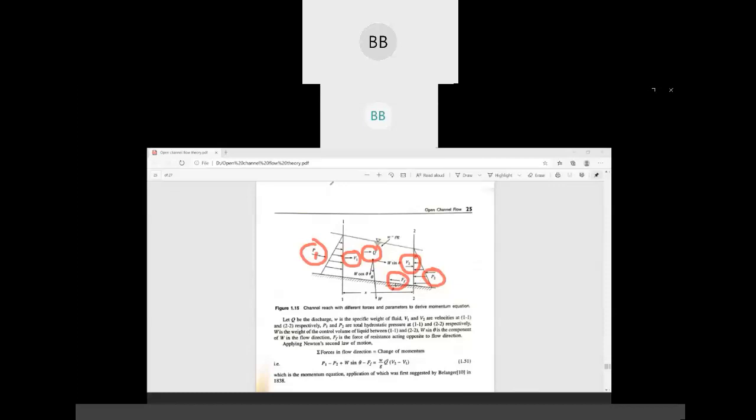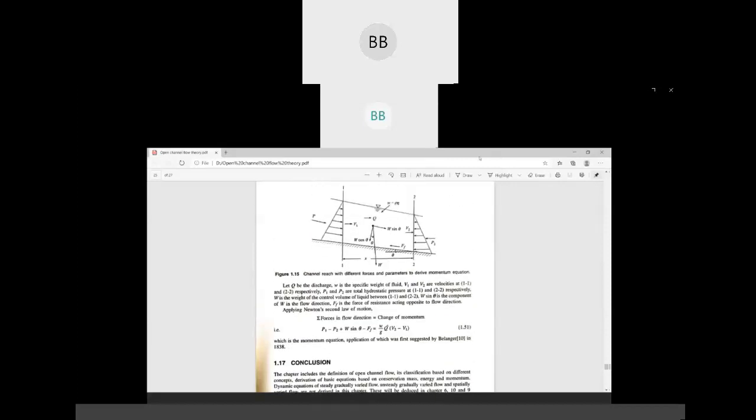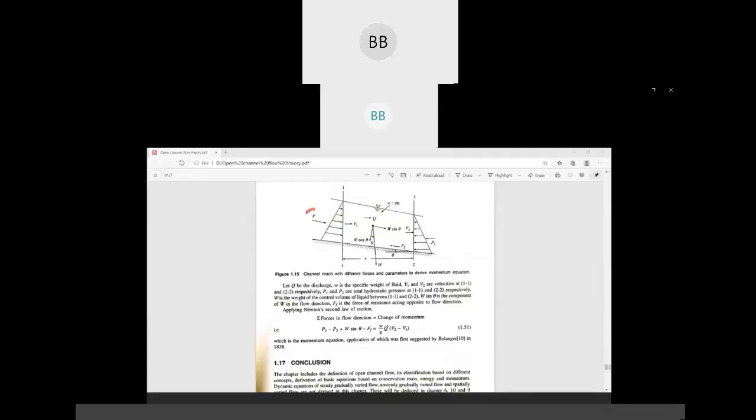So now we are going to use Newton's second law of motion to derive the momentum equation. So what is Newton's second law of motion? Summation of all the forces in the direction of flow is equal to rate of change of momentum. So first we are considering the direction of flow. First, summation of all the forces in the direction of flow.